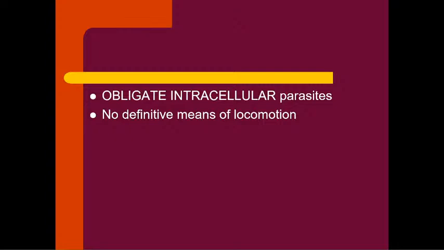Diba yung amoeba meron? We have free living amoeba, right? Naegleria fowleri and Acanthamoeba, right? Now, those are the two general characteristics. They are obligate intracellular parasites and they do not have a definitive means of locomotion.